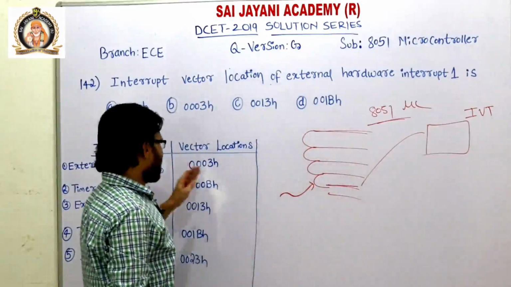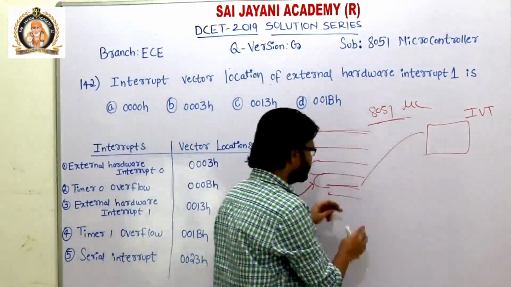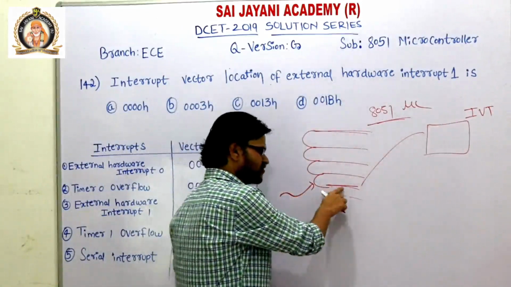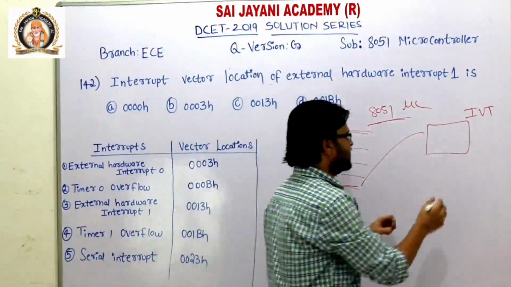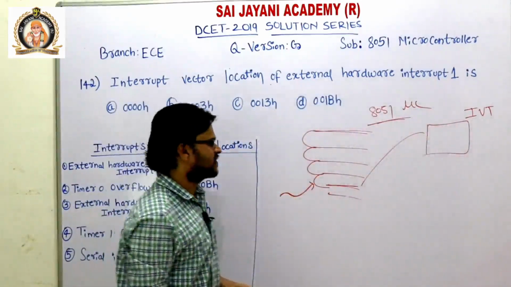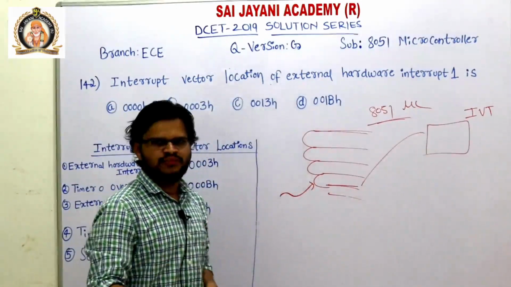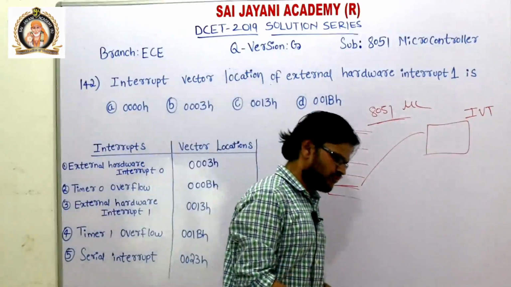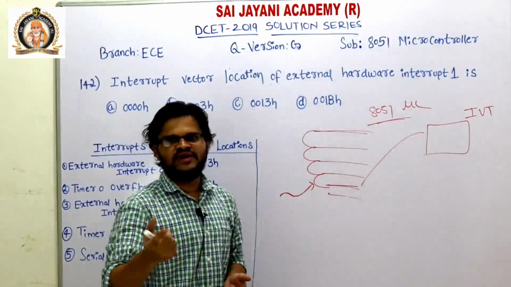When an interrupt signal occurs, the 8051 microcontroller stops the execution of the instruction and jumps to the interrupt vector table. In the interrupt vector table we have many addresses of ISRs. ISR means interrupt service routine. This is also a subprogram, a predefined program which is written by the manufacturer at the manufacturing time.